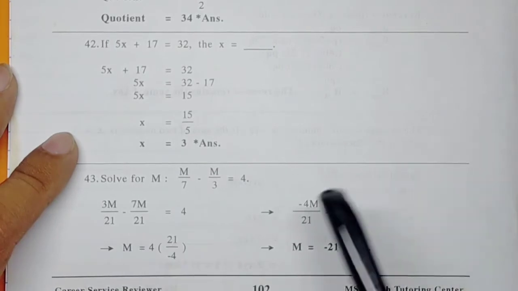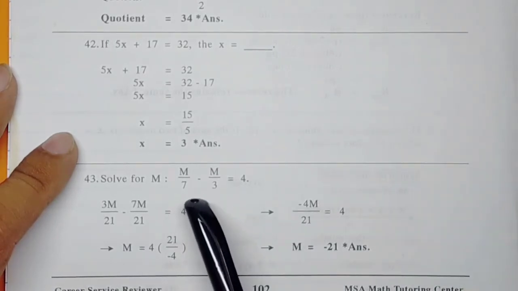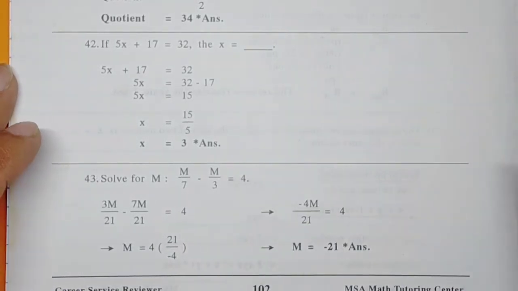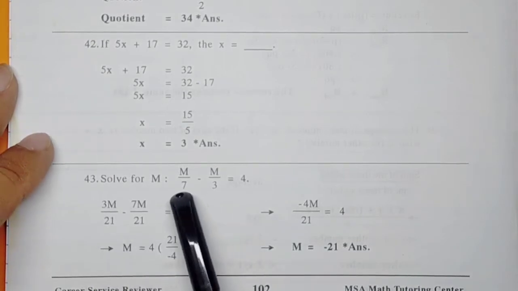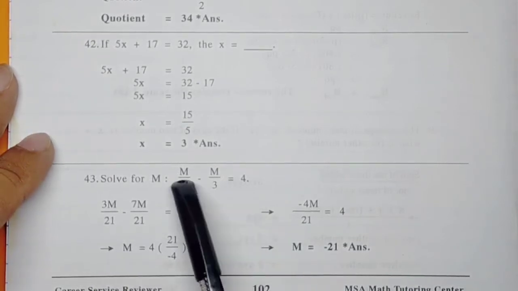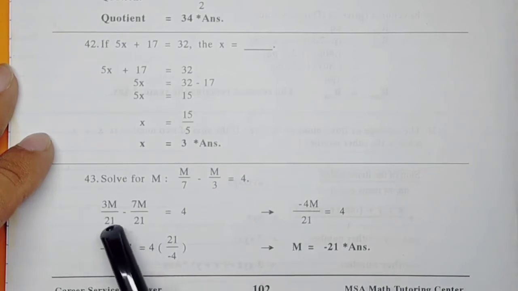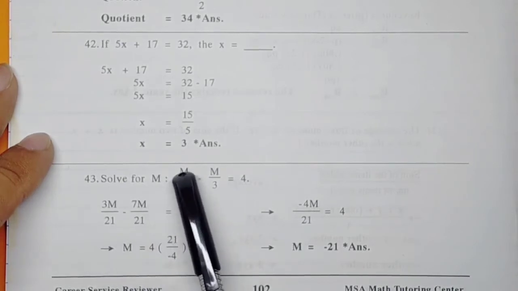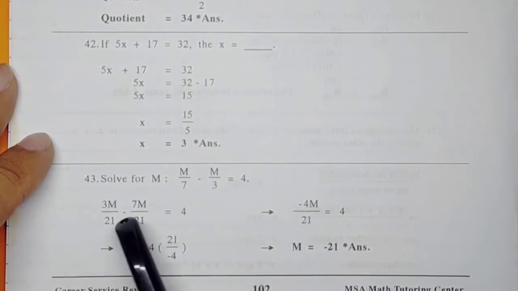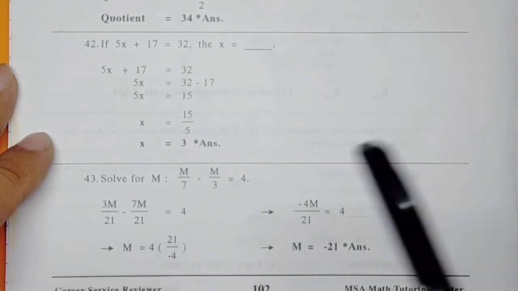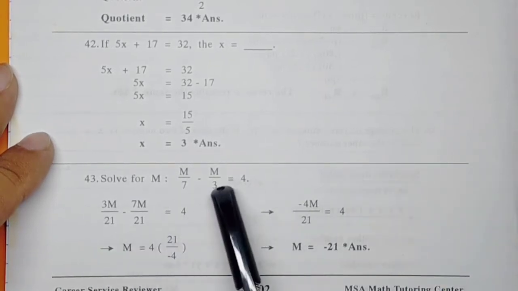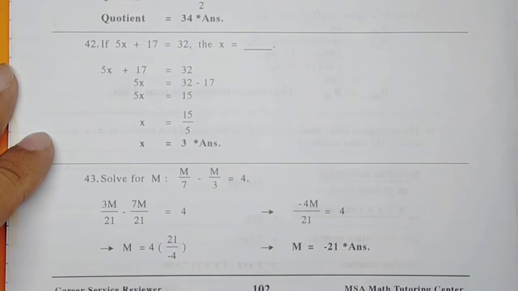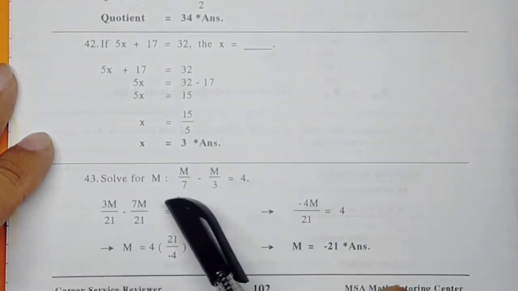Solve for m, where m over 7 minus m over 3 equals 4. So, therefore, you just multiply this one. 7 times 3, 21. Therefore, 21 divided by 7 times m. 21 divided by 7 is 3 times m. That will be 3m. 21 divided by 3 is 7 times m. That will become 7m.